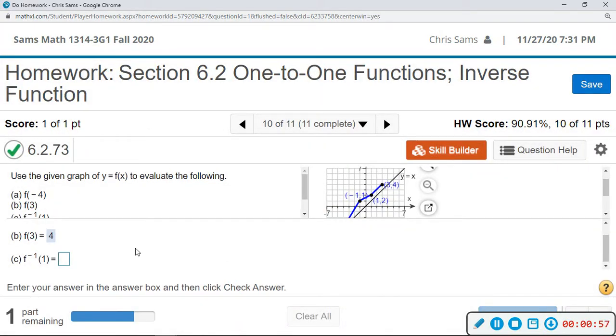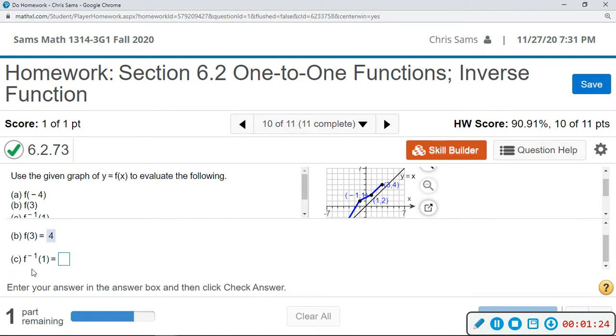So now C wants to know inverse. Alright, so we don't even have the inverse, but because this function is one-to-one, like if you drew horizontal lines, it would only cross once no matter where, and vertical. So this is a one-to-one function, so we do know that it will have an inverse. Based on that, we're now doing the reverse order. So this means the y value is 1. What is the x value?